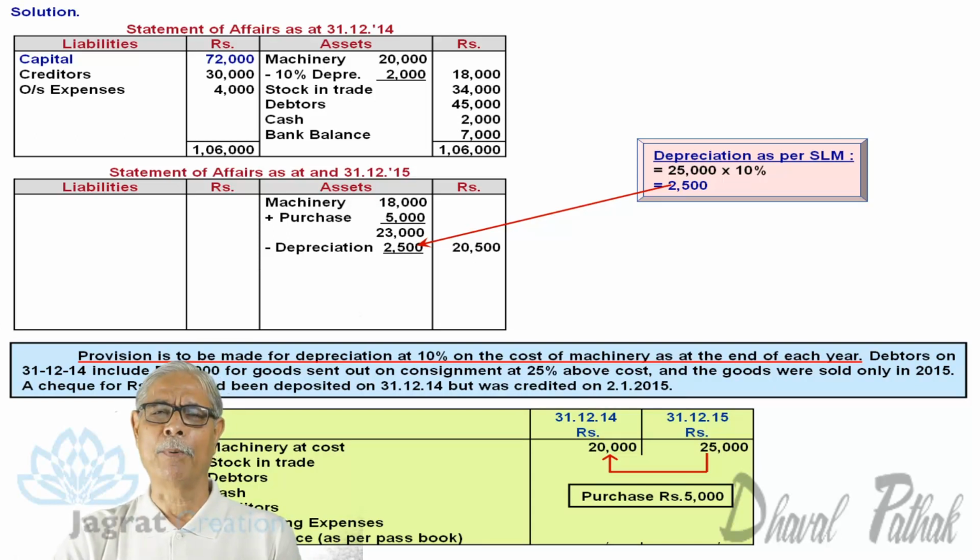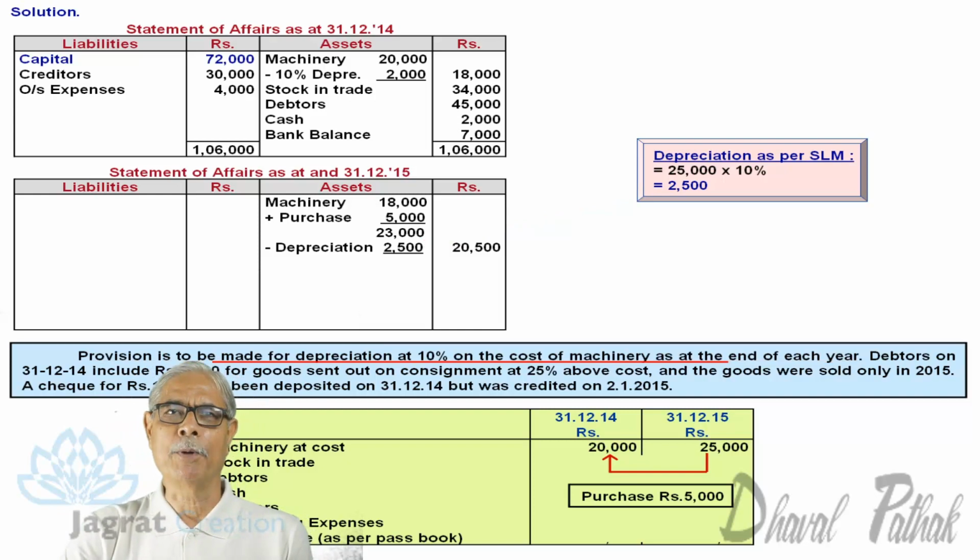This is a very important adjustment that you need to consider carefully. Once again, I repeat, the written down value of machine at the beginning of 2015 was 18,000. That is brought from the previous statement of affairs. Fresh purchase is made during the year, 5,000. So total cost of machinery is 25,000. On that 10% depreciation is provided, but it is deducted from the written down value 23,000, and 20,500 will go to the outer column. This is an important point.